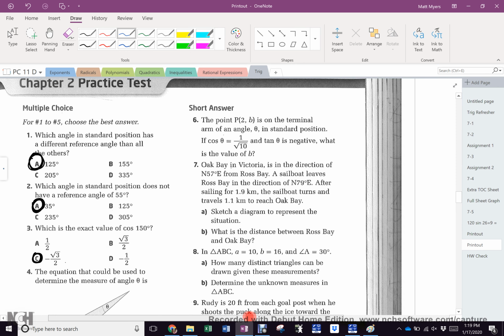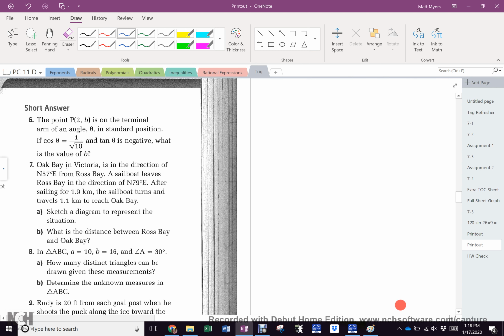Number 6. It's not multiple choice, so you've got to actually draw it out. 2, b, but cos is positive, right? So if cos is positive, it has to be over here, yes? So I've got to be out here at 2, and then I'm either up there at b or down there at negative b, yes?